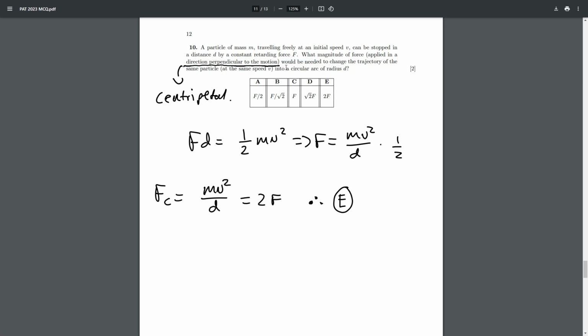What magnitude of force would be needed to change the trajectory at the same speed into a circular arc of radius d? So we know that F times d is going to be the kinetic energy, because this constant force stops it in a distance d and does work Fd, which must be equal to its kinetic energy. This gives us that F is mv squared over d times 1 over 2. And the centripetal force required is mv squared over r, which in this case is mv squared over d. And we can see that as just 2 times this force. So our centripetal force is going to be 2F, which is going to be E.